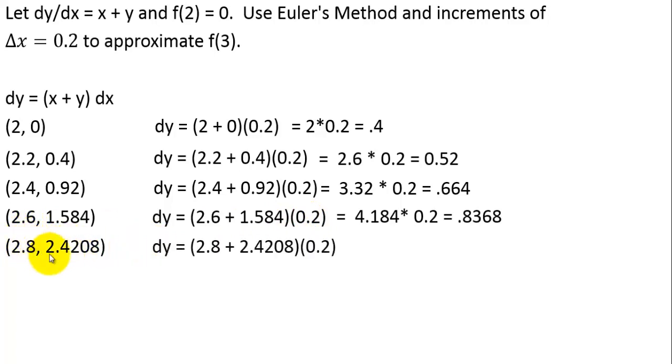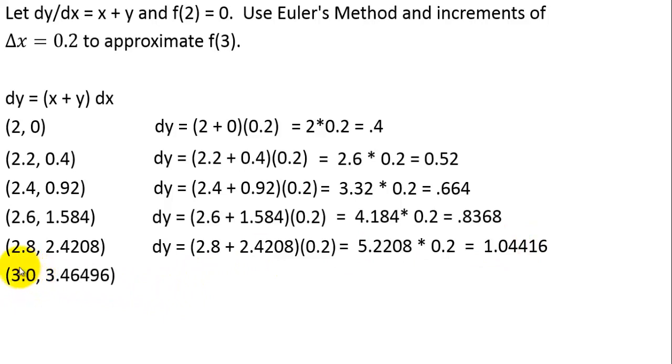Repeat the process. X goes into x, y goes into y, and the change in x is 0.2. When we add these two together, we get 5.2208 times 0.2 equals 1.04416. Well, finally, we have arrived to our destination. We wanted to find f of 3. When we add 1.04 to 2.42, we get 3.46496. So in the end, f of 3 is approximated to be 3.465.